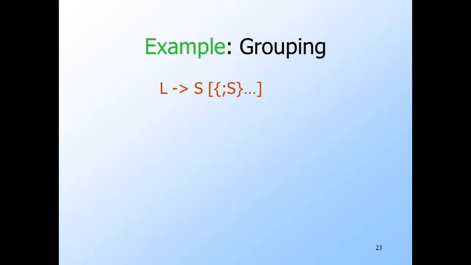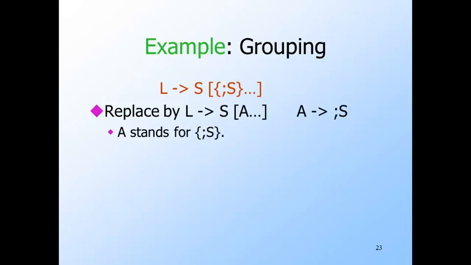Here's an example of a production that uses all three BNF features, one or more, optional, and grouping. It says a list of statements L is a single statement S, optionally followed by one or more groups, each group consisting of a semicolon and a statement.